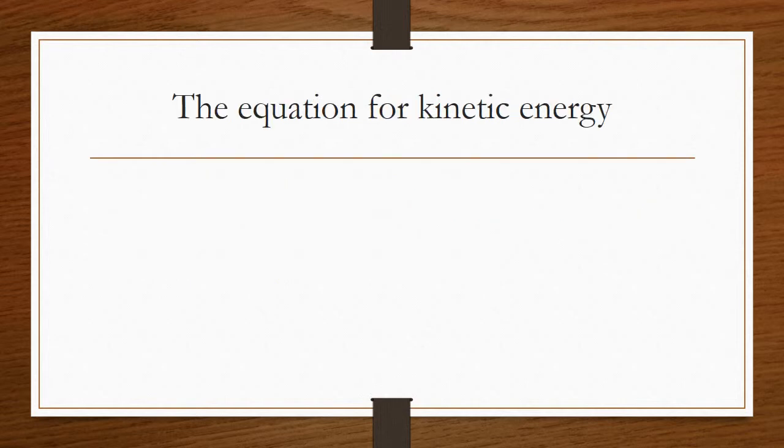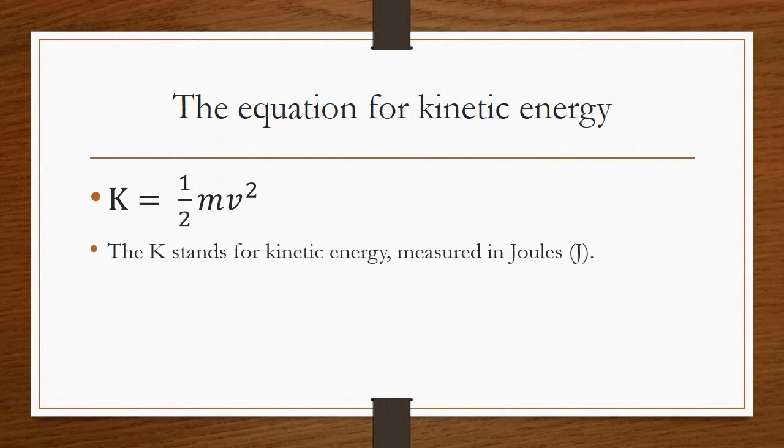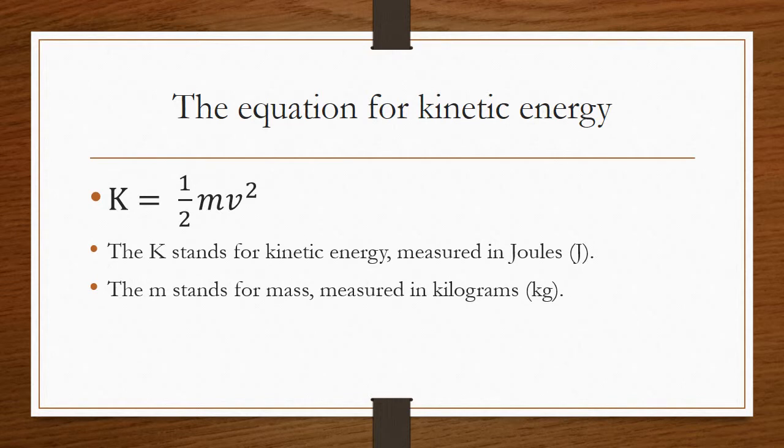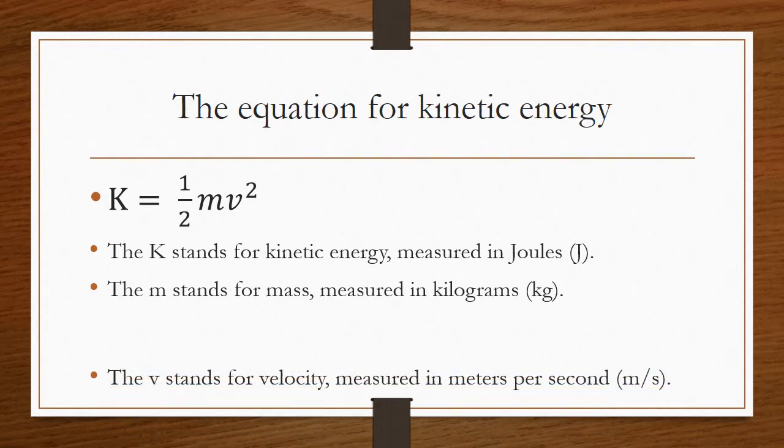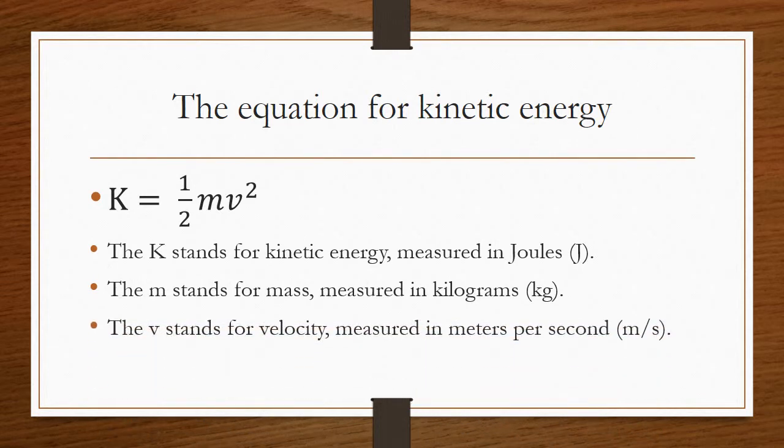The equation for kinetic energy, as written on the AP equation sheet, is K equals 1/2 mv squared. The K means kinetic energy, measured in joules, just like work. The m stands for mass, measured in kilograms. And v stands for velocity, just like it always has, measured in meters per second.